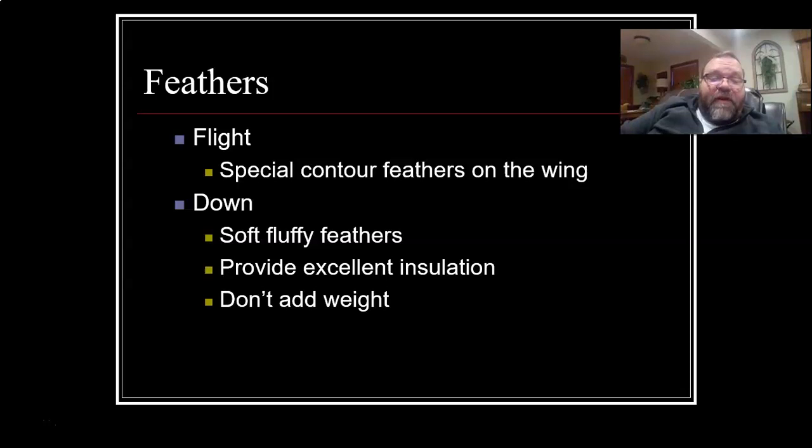Down is soft, fluffy feathers that provide excellent insulation, and they're not really very heavy. In fact, a lot of winter coats are sometimes made of down feathers or simulated factory-made feathers that are similar to what a bird's feathers would be like. That's called down feathers. They often find those in coats because they're very, very lightweight and they keep things very warm.